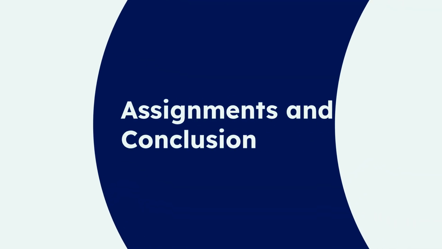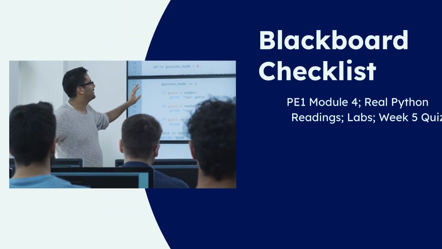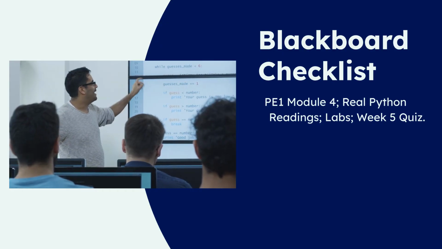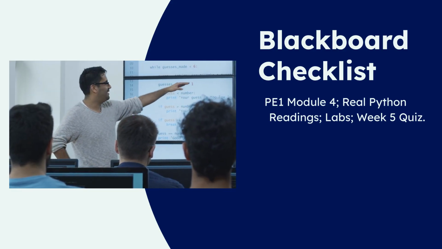Finally, let's review this week's assignments and wrap up. In Blackboard, complete PE1 Module 4, Sections 1 through 4. Read the Real Python articles on defining functions, scope, and tuples versus lists. Finish the listed labs and the Week 5 quiz.